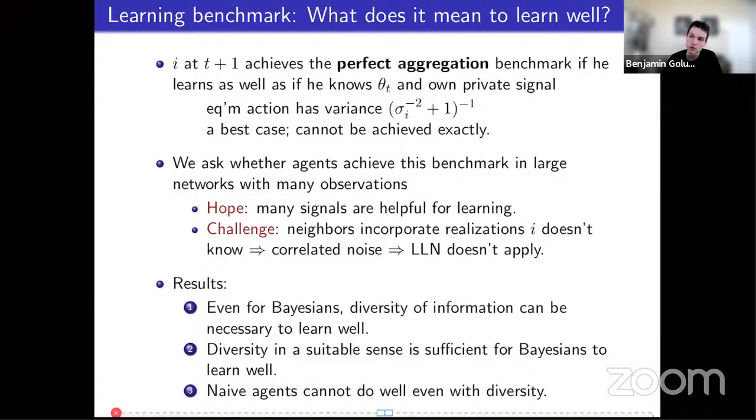So, you know, there's a clear link between the sophistication or knowledge of agents about their information and whether diversity can actually be used by them to learn well. Any questions?